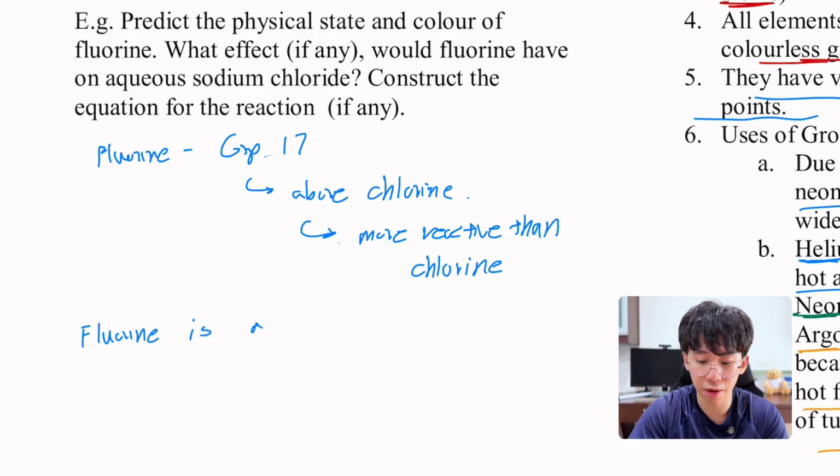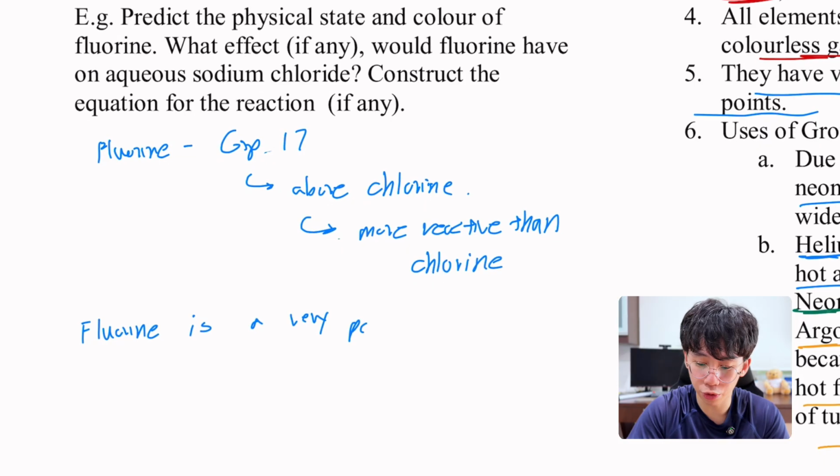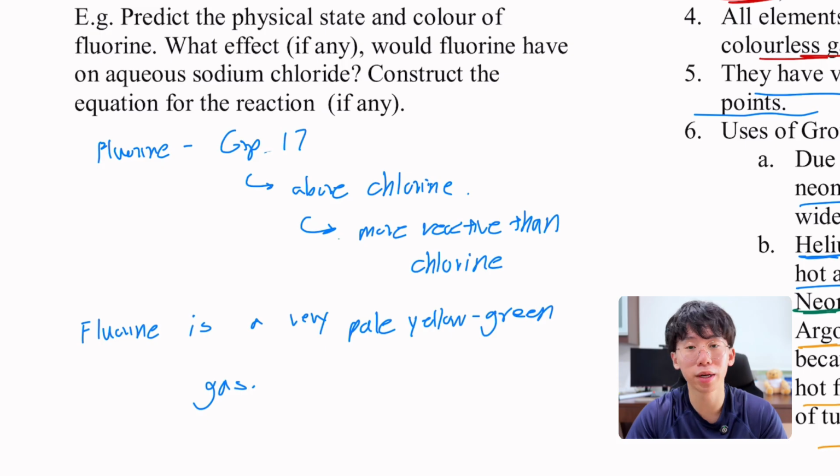is very pale yellow green and it is also a gas. Okay, how do we know that it's a gas? It's because since it's above chlorine, it should have a lower melting point and boiling point than chlorine, and we know that chlorine is a gas already. So if you have a lower melting point and boiling point than that, you should most likely be a gas.